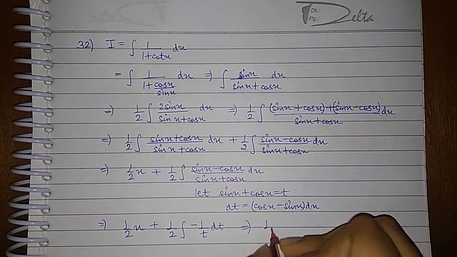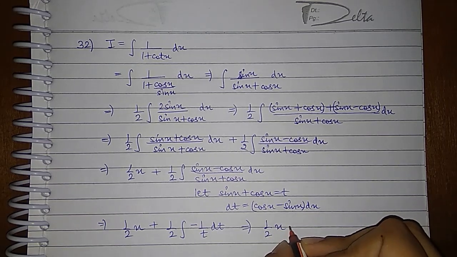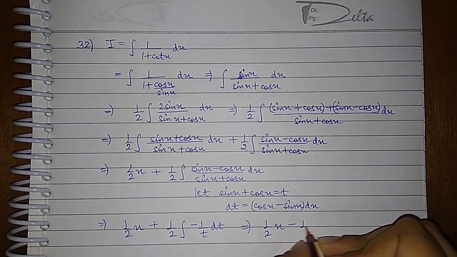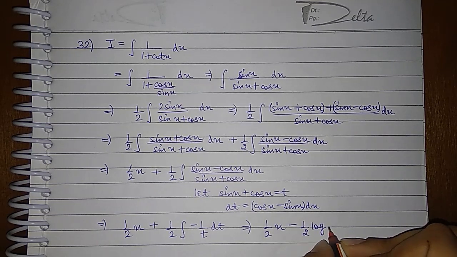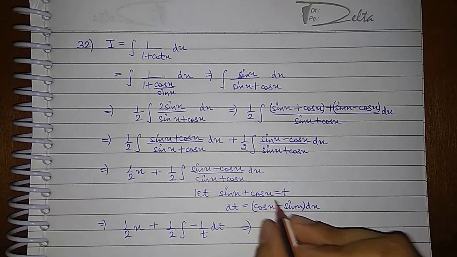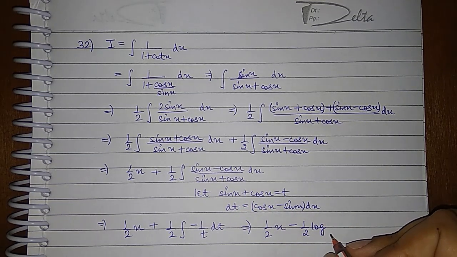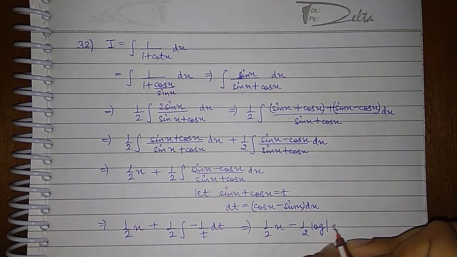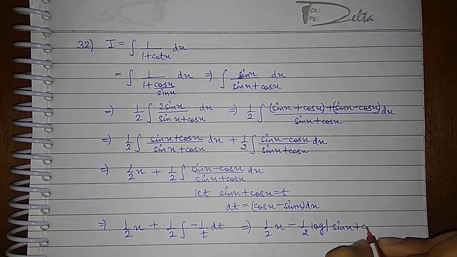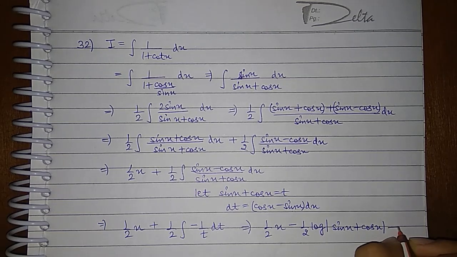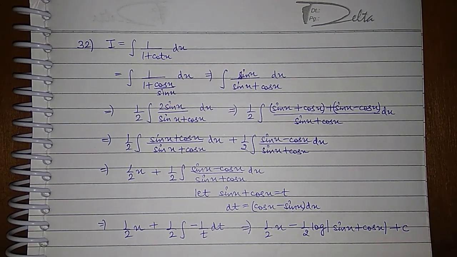On integrating, we will get half of x minus half log of t. So t, I am writing it directly, which will give us mod of sin x plus cos x plus c. So this will be the answer.